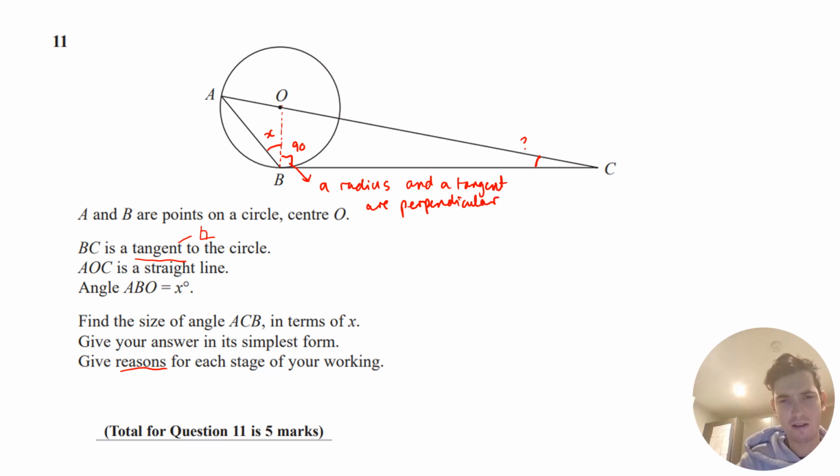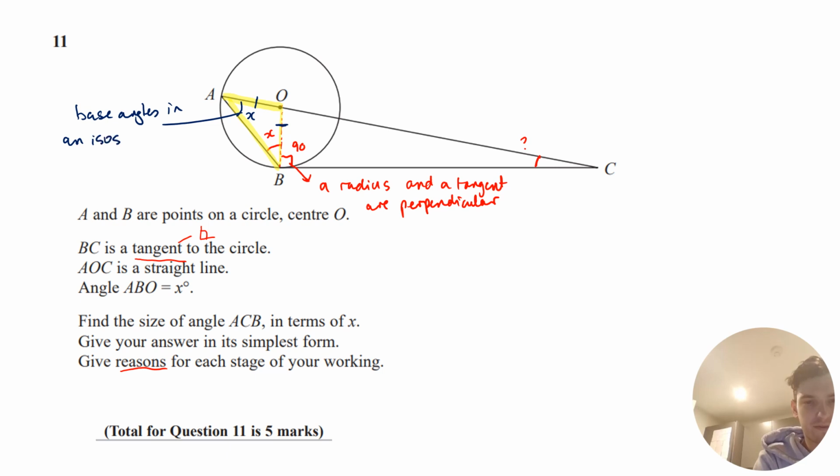Okay, next step. Well, within this triangle AOB, let's just highlight that triangle AOB. Can I find out any other angles? Well, I think I can. If I mark on my radii here, OB is a radius, but so is that one there, AO. So what else do I know here? I think I know that this angle here is also x, because I've got an isosceles triangle. So let's put the reason for that. Base angles in an isosceles triangle are equal.